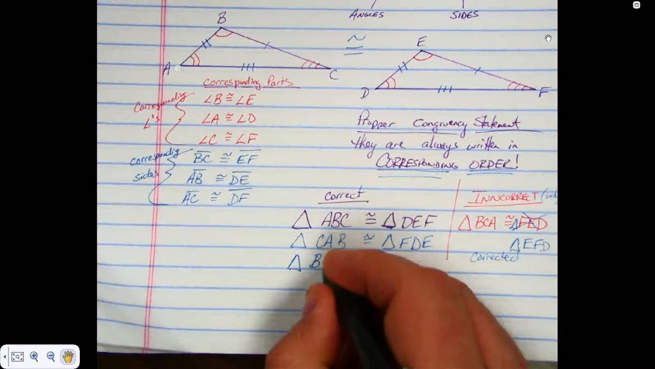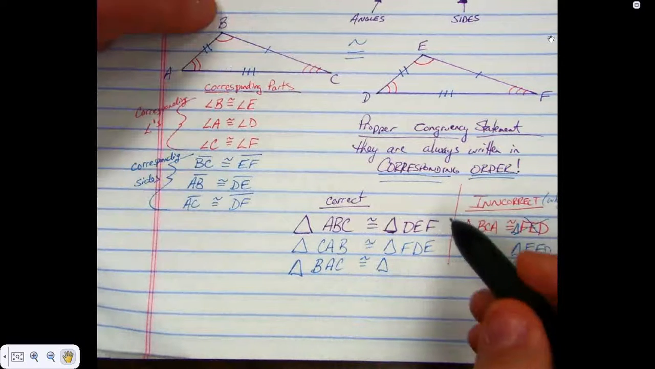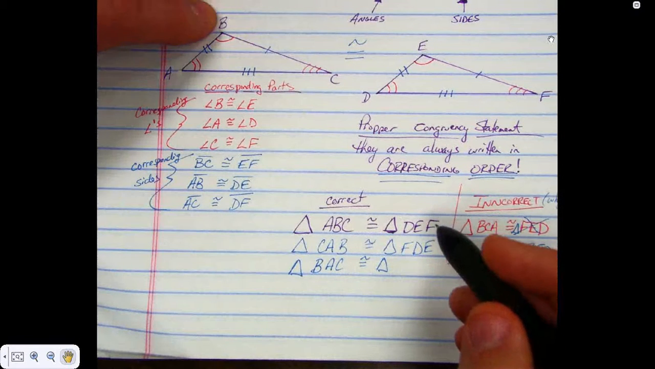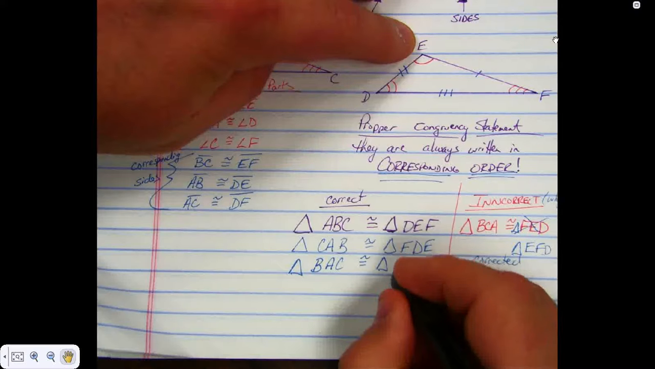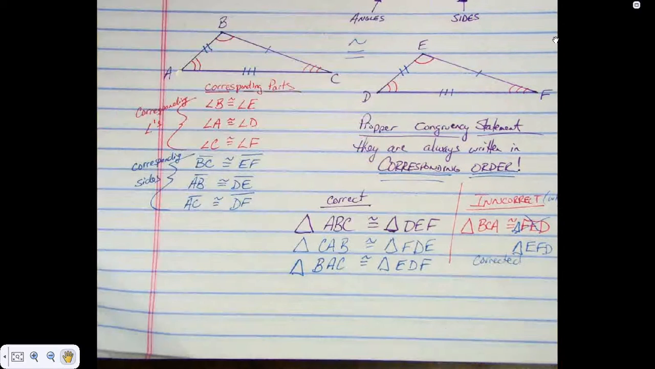B, A, C is congruent to E. Now I just need to make sure I go the same way. D, F. What corresponds to B? E. E, and then what? E, F. Okay?